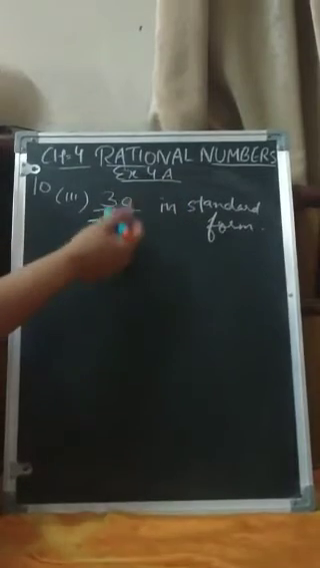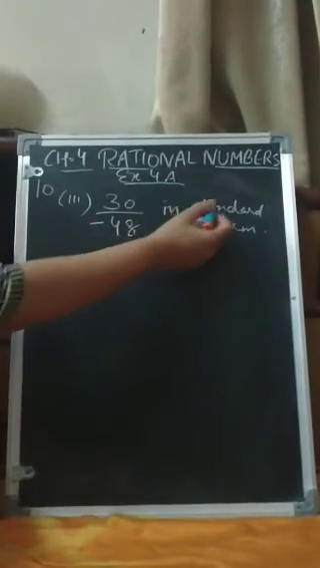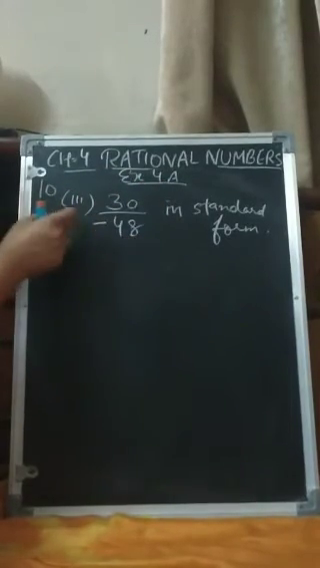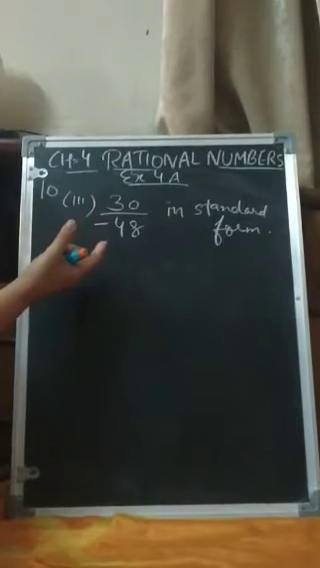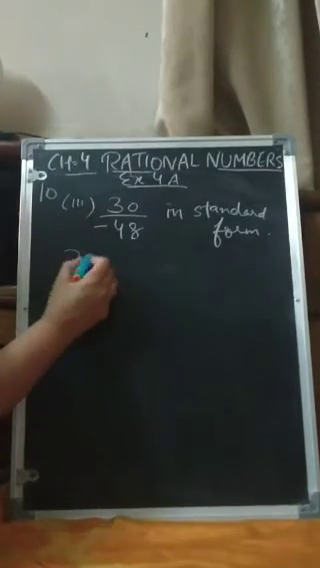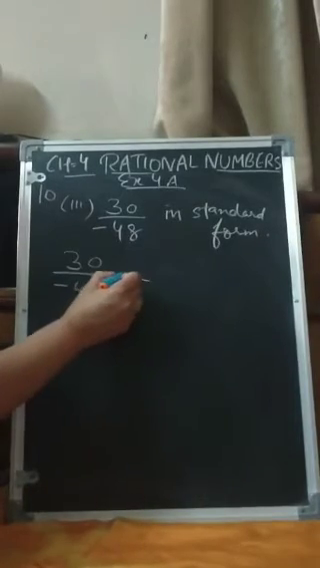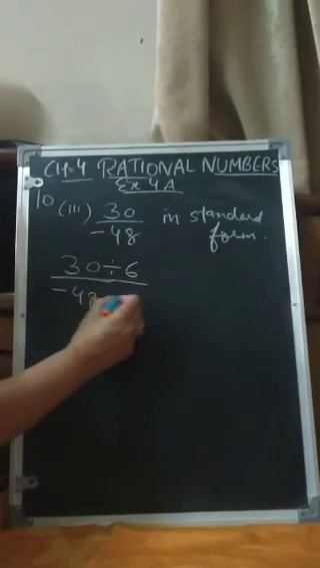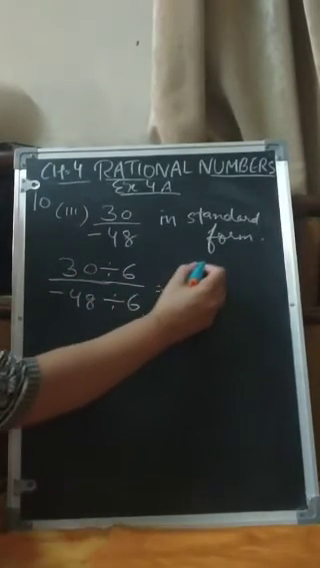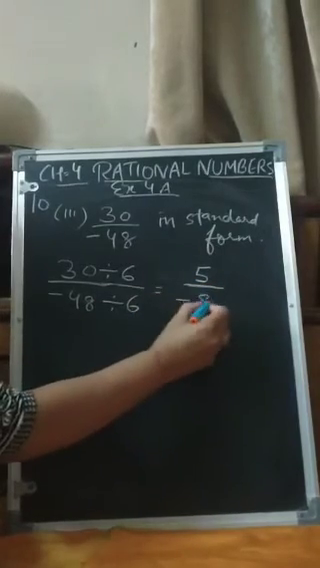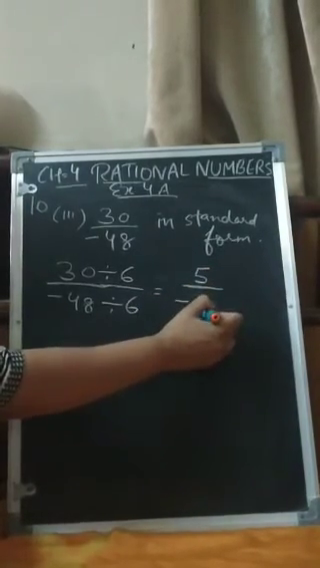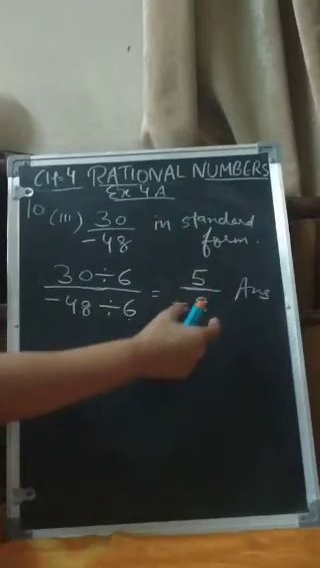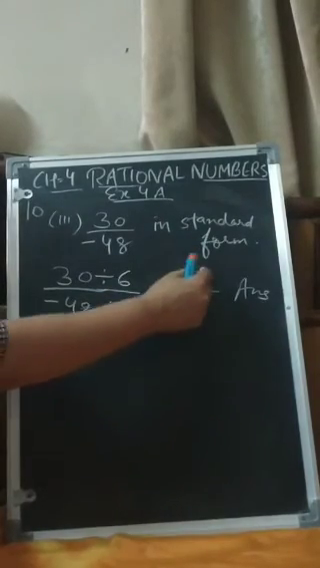Now our next topic: how to represent any rational number in its standard form. Our 10th question of this exercise, you can see the third part. This is very much the same as what you did in the fractions chapter, the simplest form. So how to do 30 over minus 48? You will check with which number it can be divided. You can take any number, that is your wish. I will divide by 6, denominator also by the same number, and what will come? 5 over minus 8. Further it can't be divided by any number. That's why this is the answer in standard form. You have to divide until we have not got any common factor except 1.